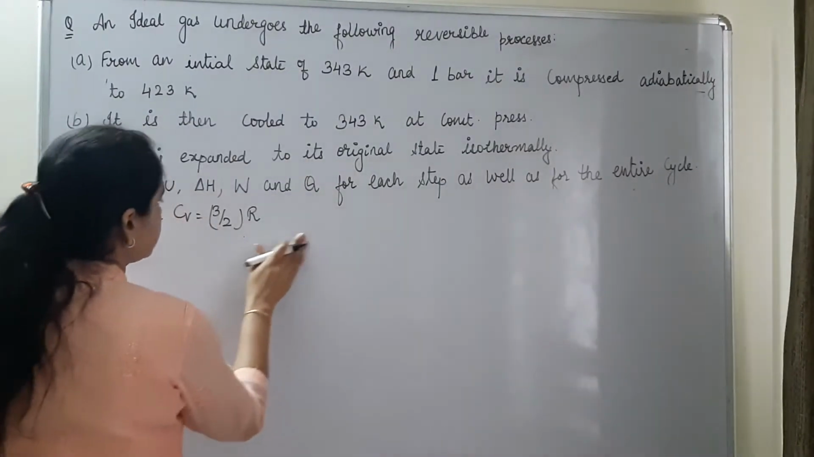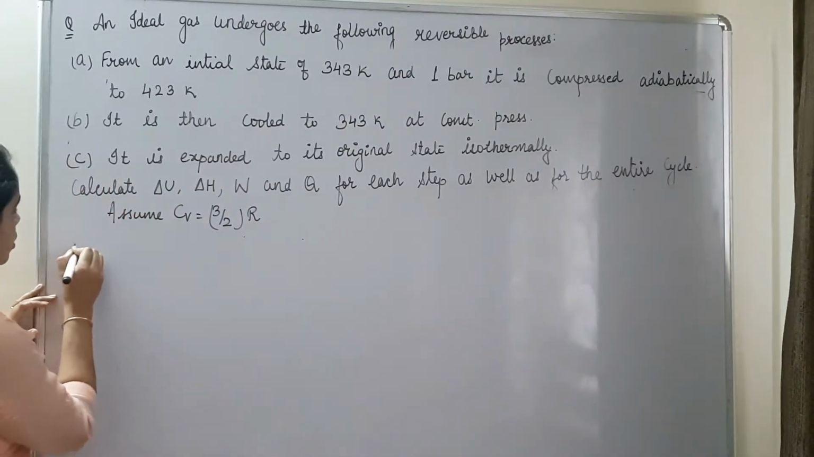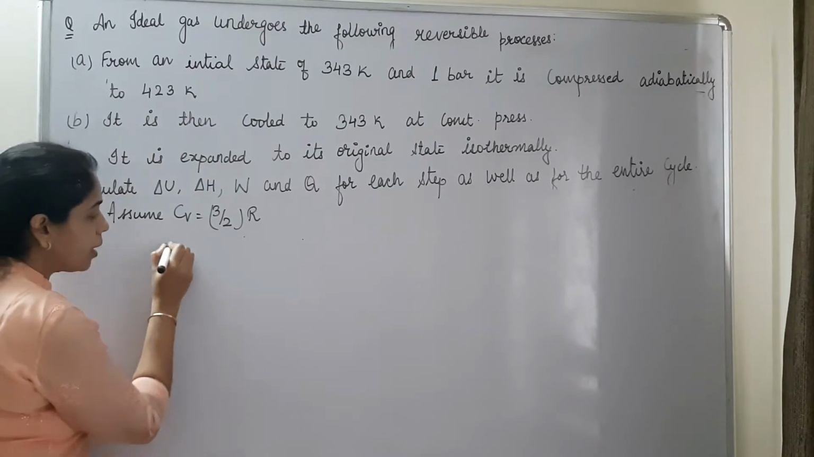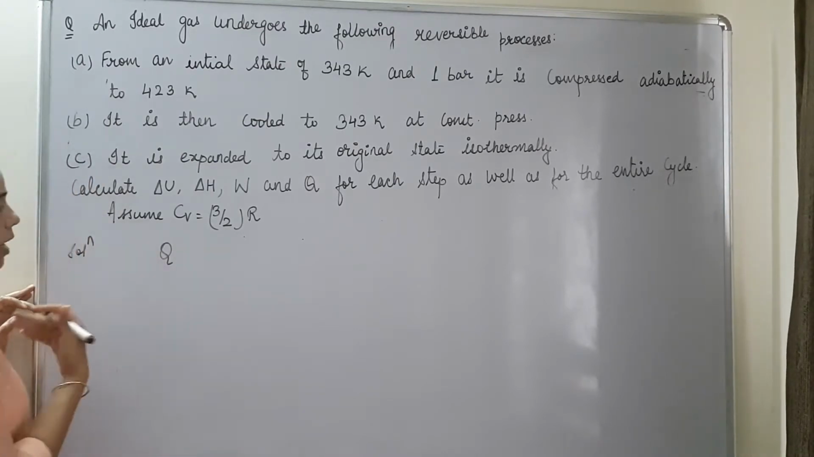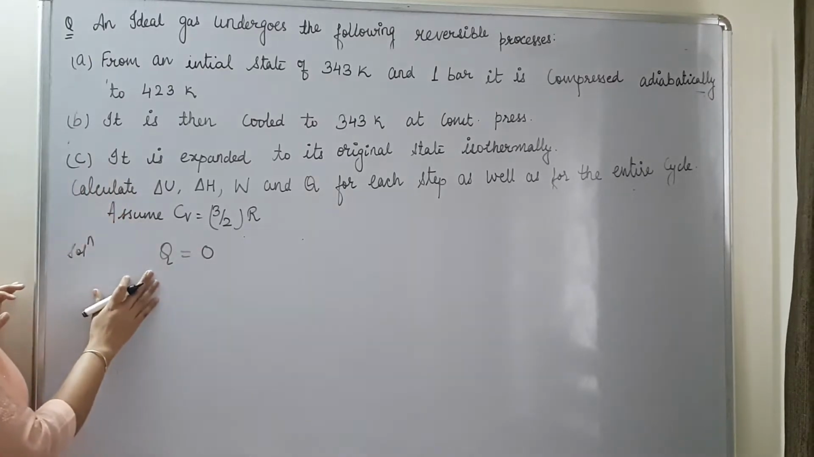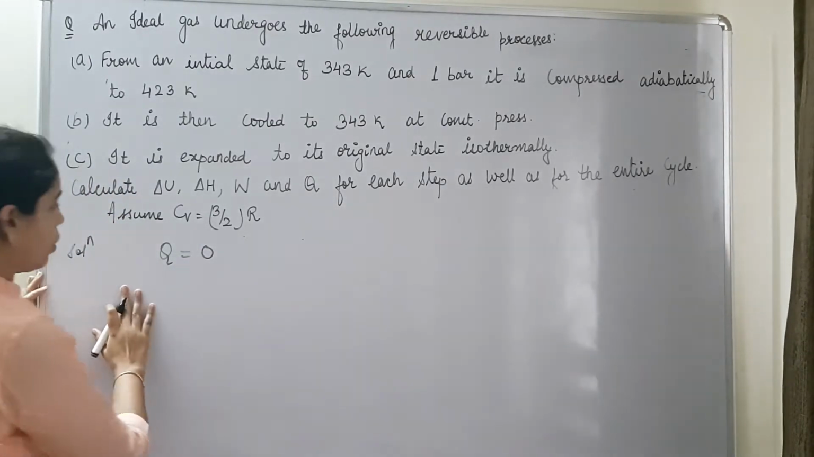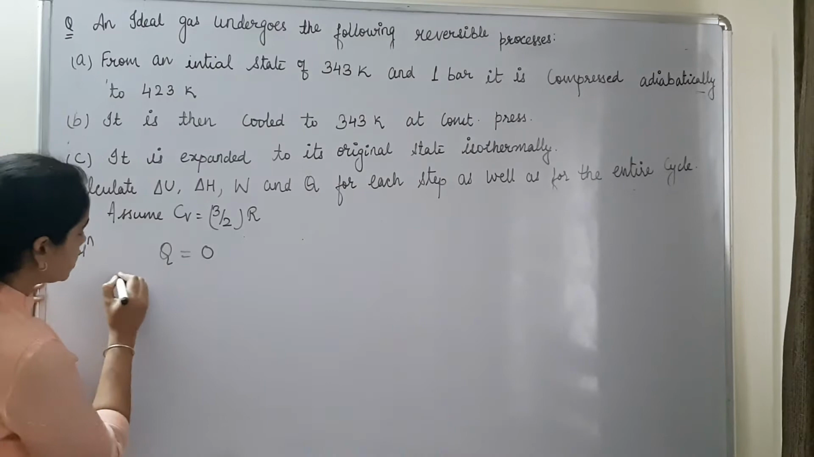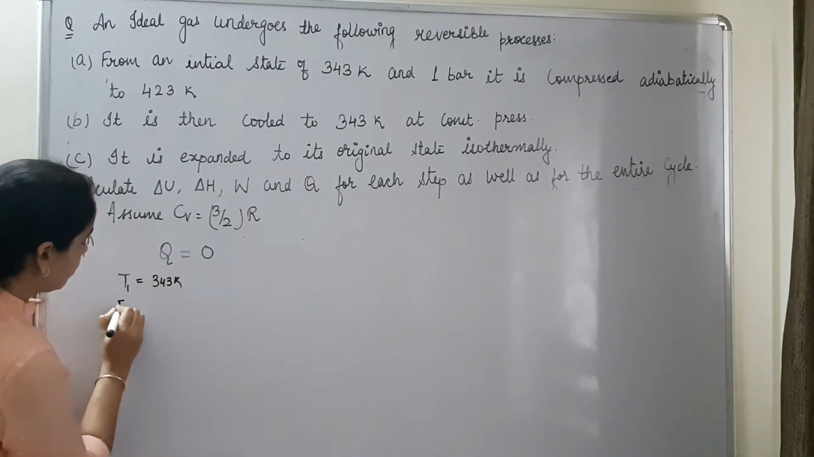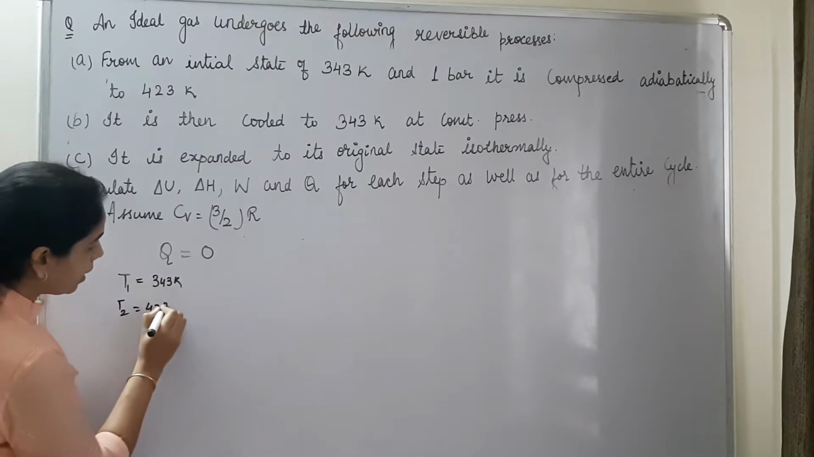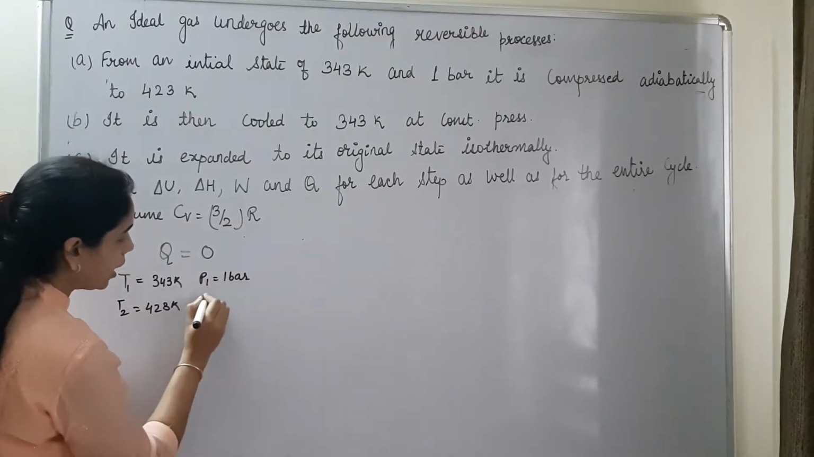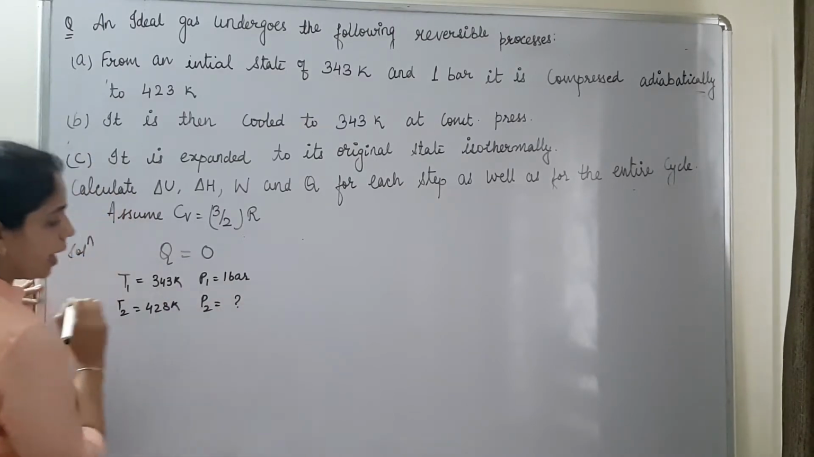So the first condition given is that the process is adiabatic. For any adiabatic process, we know that Q is equal to 0. That means there is no heat interaction between the system and surroundings. T1 is given, which is 343 Kelvin. T2 is given, which is 423 Kelvin. And P1 is given, which is 1 bar. We need to find out P2, right?